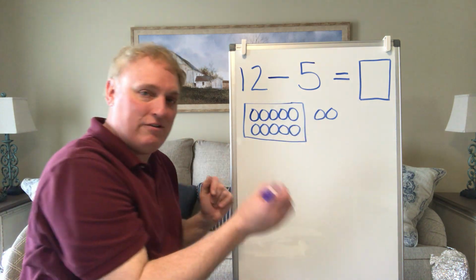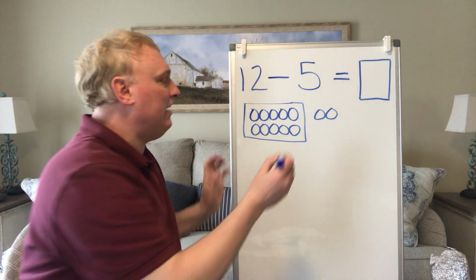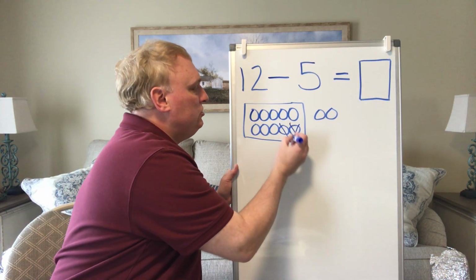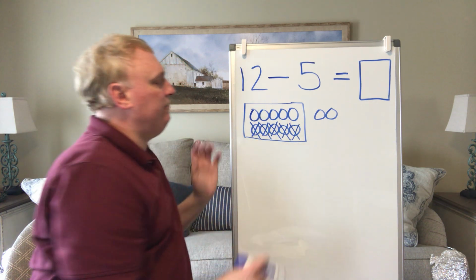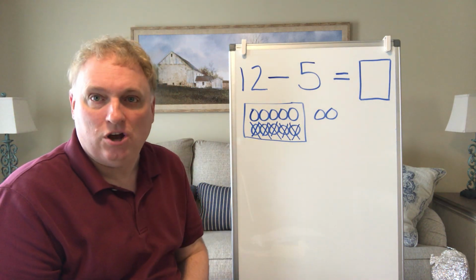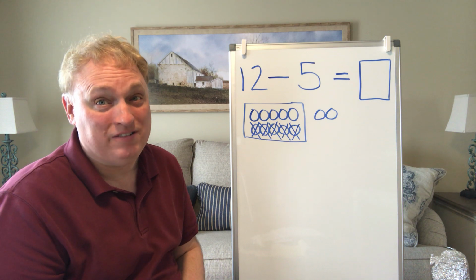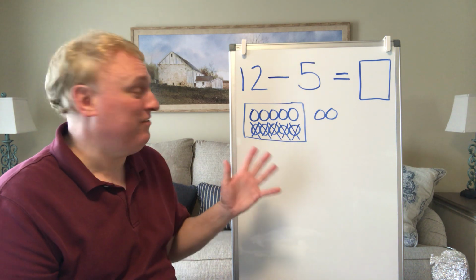So I'm going to go ahead and cross out 5. When you cross out, you put an X through them. So it's 1, 2, 3, 4, 5. Okay, so now's the hard part. How many cookies do I have left?